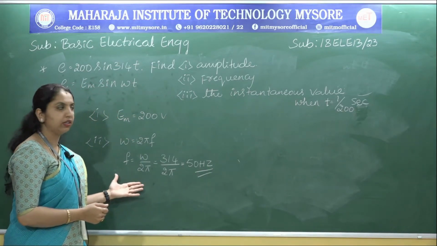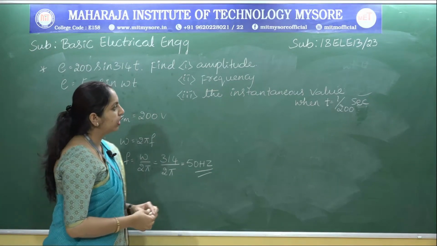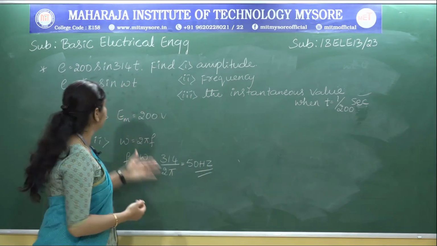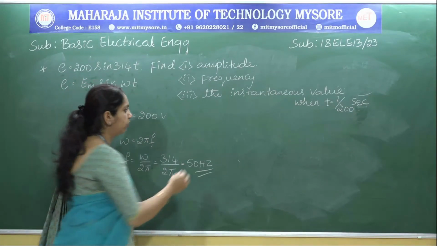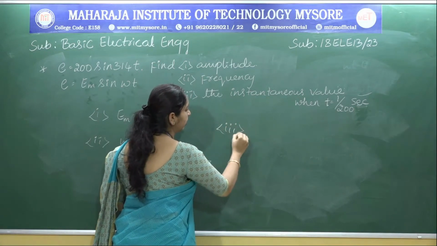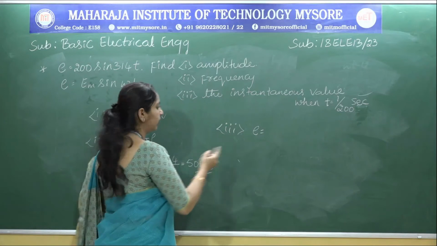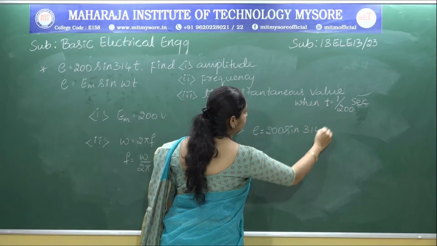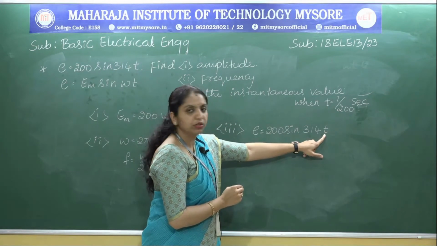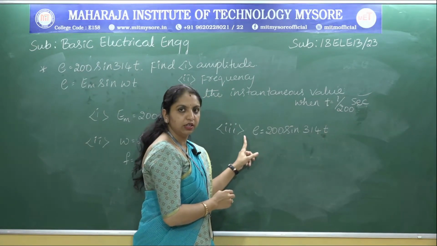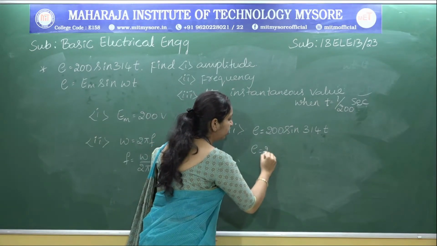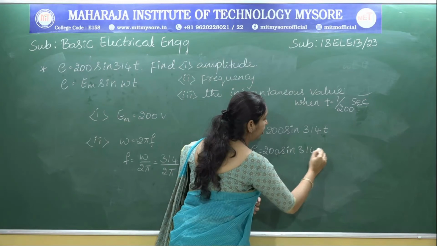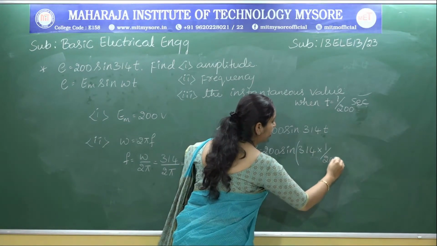Okay, so we have calculated the value of frequency. In the third part, we need the instantaneous value when t is equal to 1 by 200 seconds. The instantaneous value is this small e. To find the instantaneous EMF, we need the given expression, E is equal to 200 sine 314t. Here we substitute the value of t to calculate the instantaneous EMF or voltage. So E is equal to 200 sine of 314 into 1 by 200.